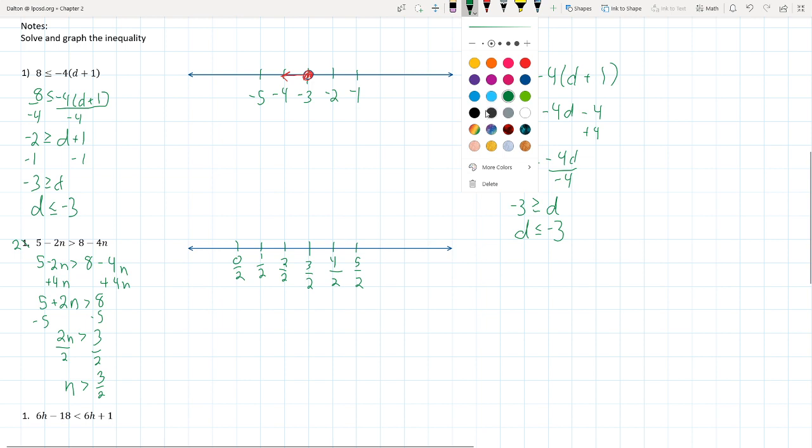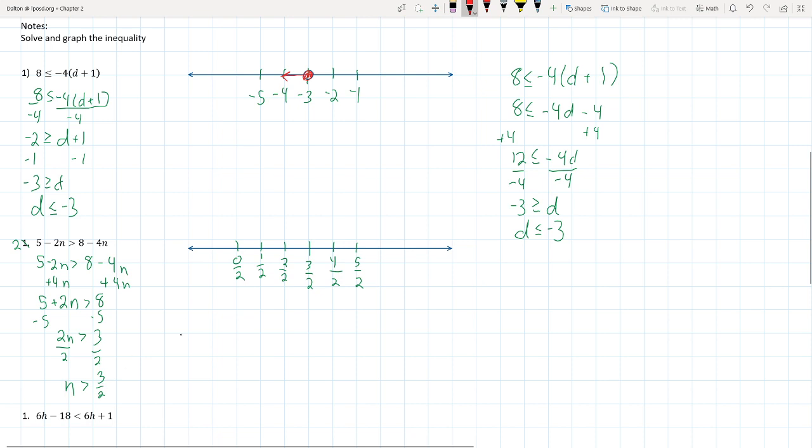So when I'm graphing it, 3 over 2 is where I'm at, so I'm going to put a circle. It's not equal to, so it's going to be left open. And then I have to determine the direction that we're going. N is greater than 3 over 2. So what's the number that's greater than 3? 4. So I'm going to go over towards 4 over 2.